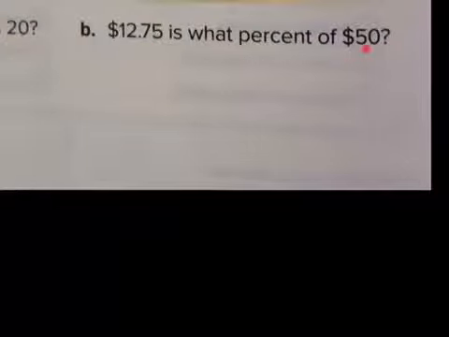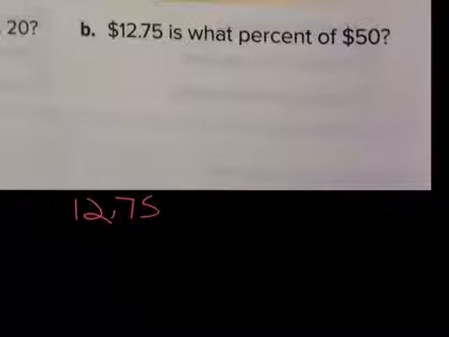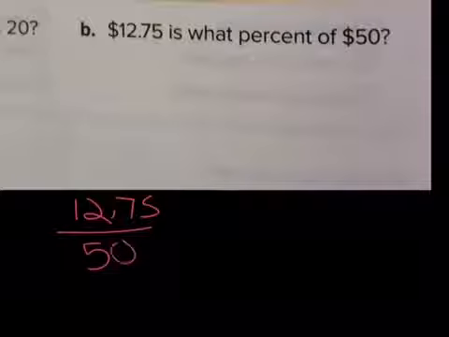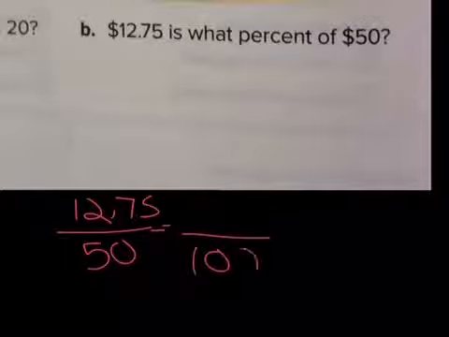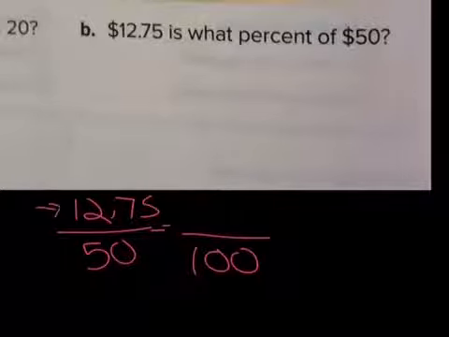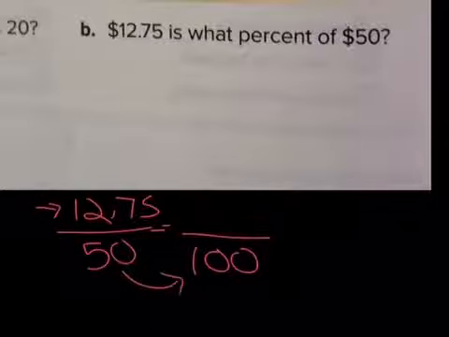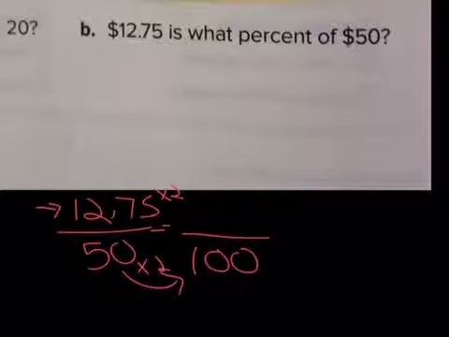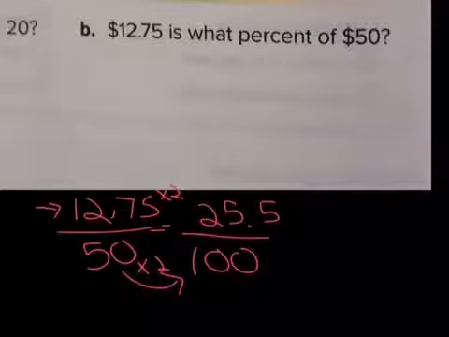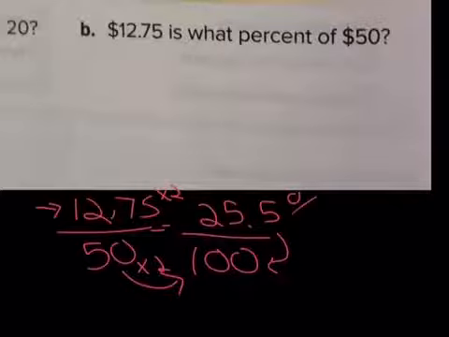$12.75 is what percent of 50? So we have dollars over dollars, right? And we want to know what percent that is. Oh, that's pretty simple. We have $12.75 over 50. All right, over 100, right? Because we want to know what percent it is, and we're looking for this as a percent. What did I do to this? I doubled it and multiplied it times 2. So I must multiply this time by 2, and I'm going to have 25.5, right? 25.5 out of 100, so it's percent.